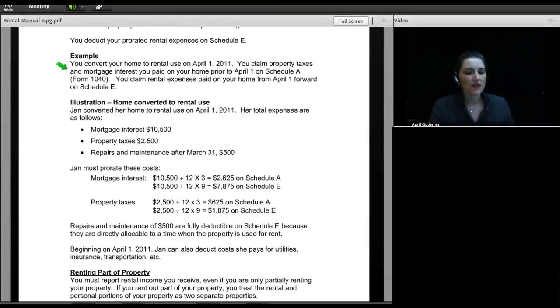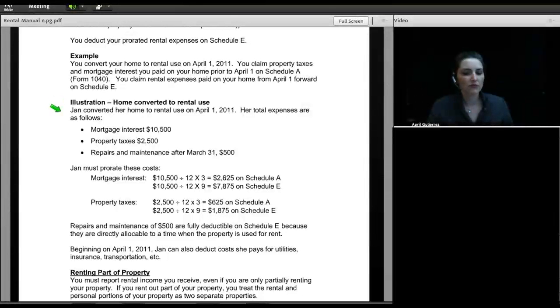Here is an example. You convert your home to rental use on April 1 of 2011. You claim property taxes and mortgage interest you paid on your home prior to April 1 on Schedule A. You claim rental expenses you paid on your home from April 1 forward on Schedule E. And here we go in an illustration. Home converted to rental use.